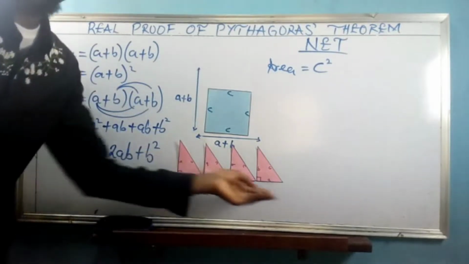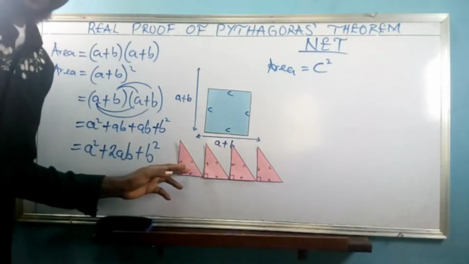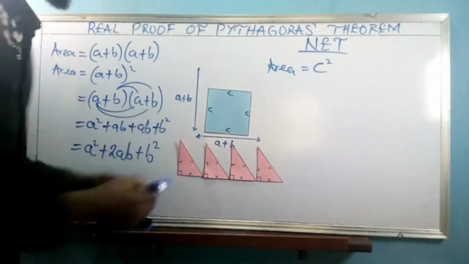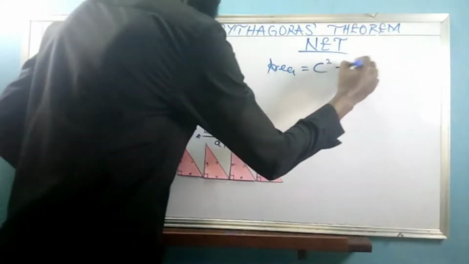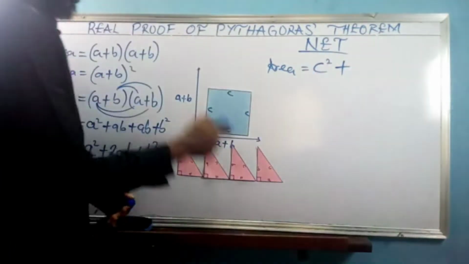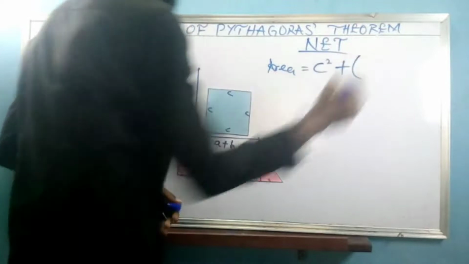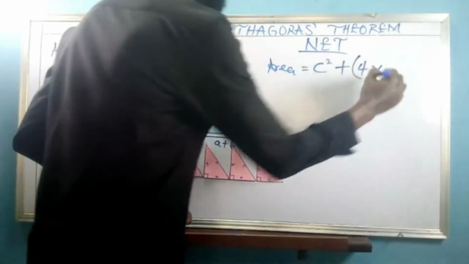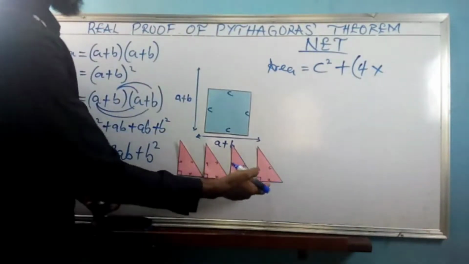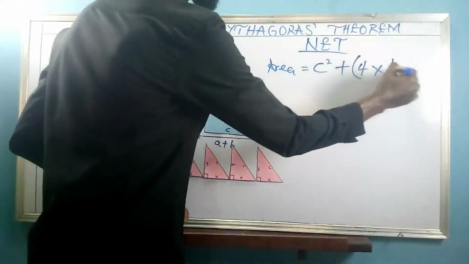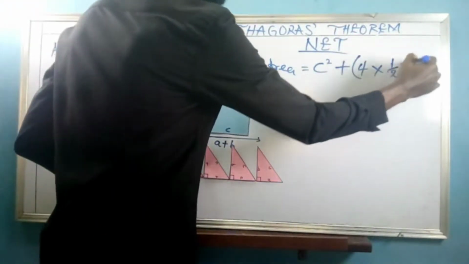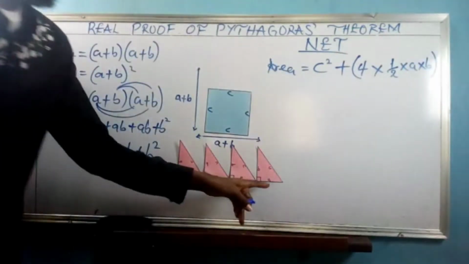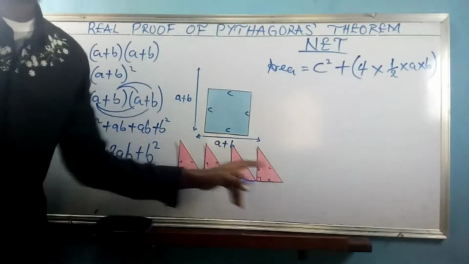But how many triangles are we talking about here? How many right angle triangles? 1, 2, 3, 4. That means we have 4 right angle triangles there. So plus area of this one. We want to add it with the area of everything that we have done here. 4 times area of a triangle is what? Half base times height. 1/2 times A times B. Don't forget our base is A and height is B.